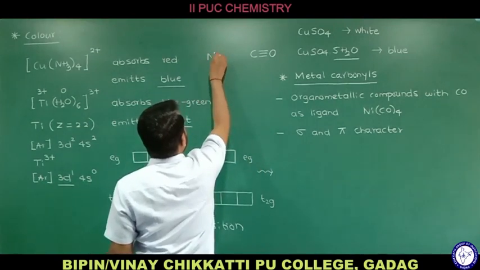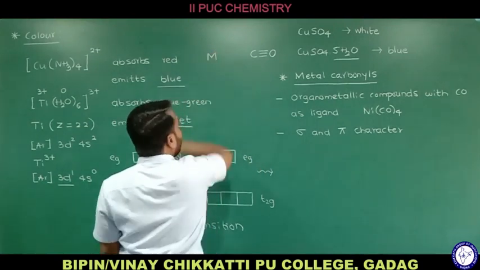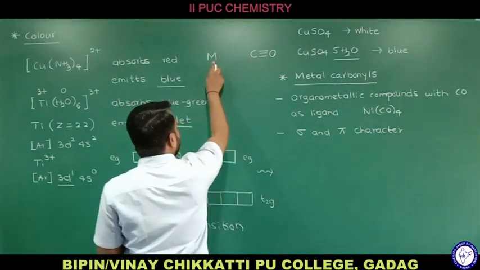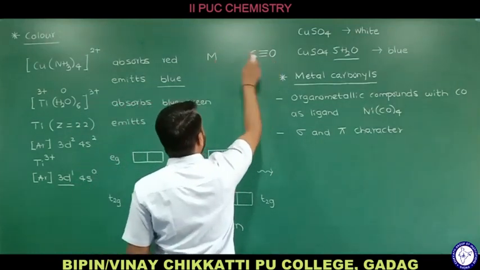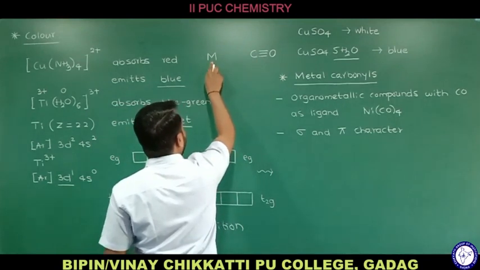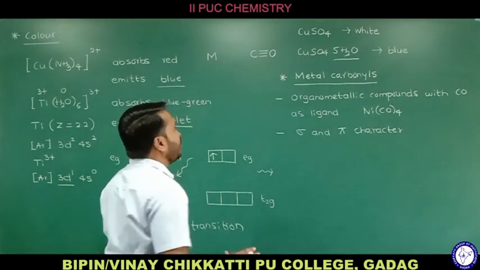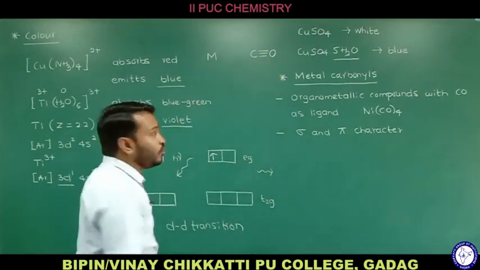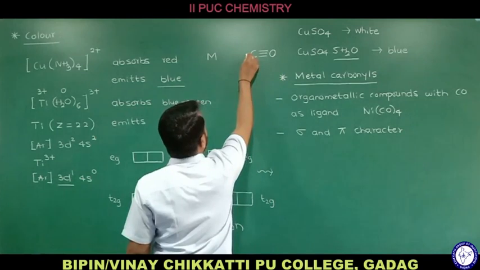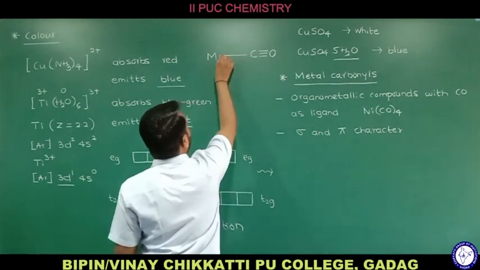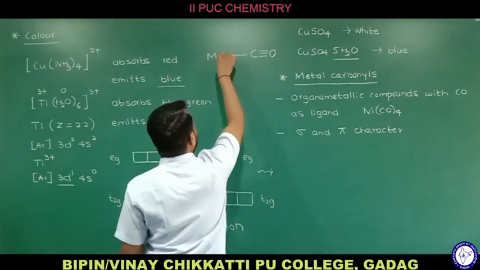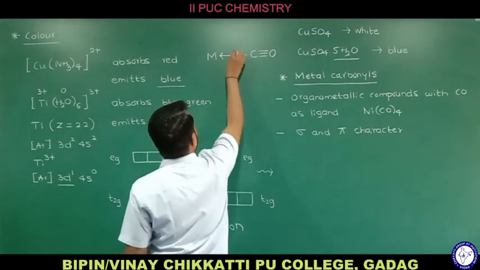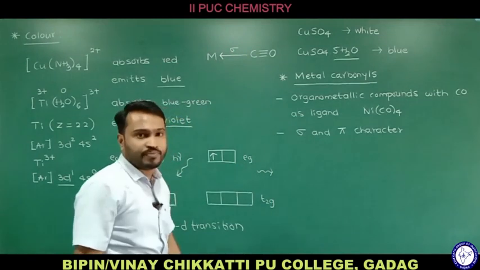carbonyl. We have a central metal atom. Let us assume we have M. M stands for the central metal atom. So we have a carbon and we have a central metal atom: the carbon of carbonyl and the central metal atom, particularly of a transition element. In this case, what happens? This ligand contains a lone pair of electrons. So this ligand is going to donate the lone pair of electrons into a vacant hybrid orbital of the metal, so that a sigma bond is formed in this fashion.